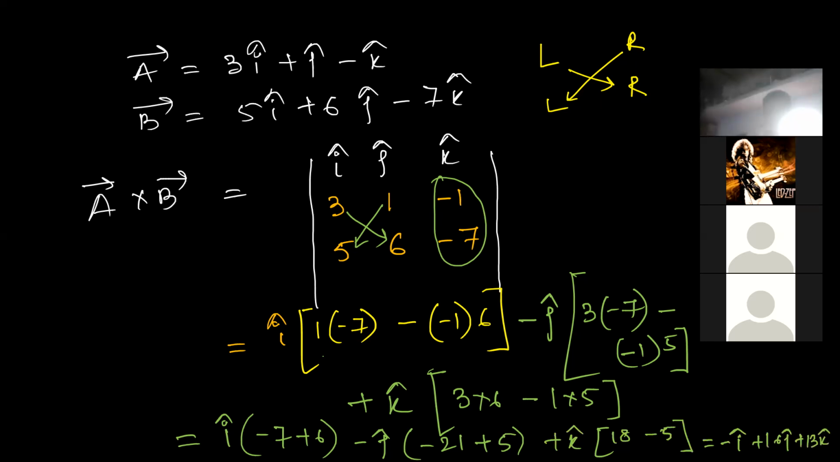Now just see, after writing it down, whether the process is clear. For i cap, you have to hide the column of i cap. For j cap, you have to hide the column of j cap and give a minus sign. For k cap, you have to hide the column of k cap again. I cap and k cap will remain positive. Only j cap should be negative. After writing it down, see whether it is clear or not.